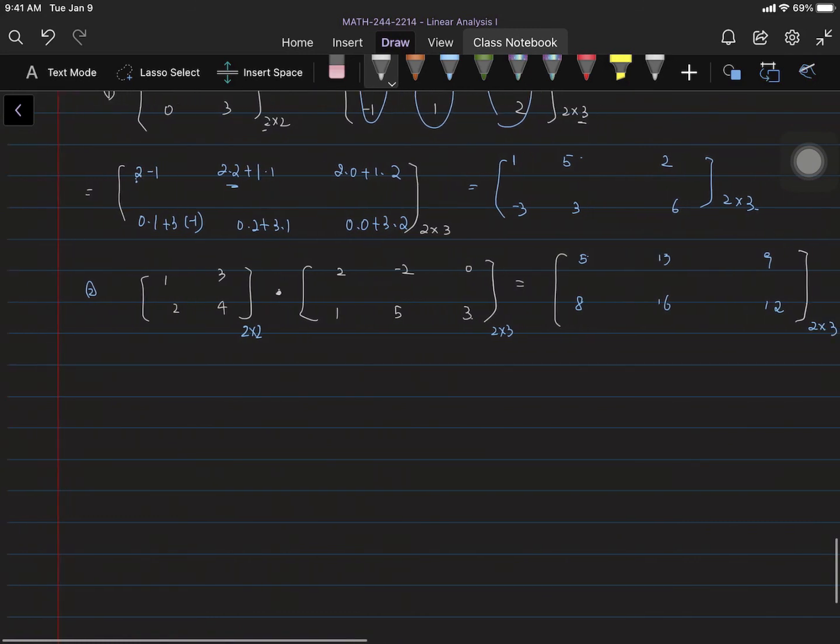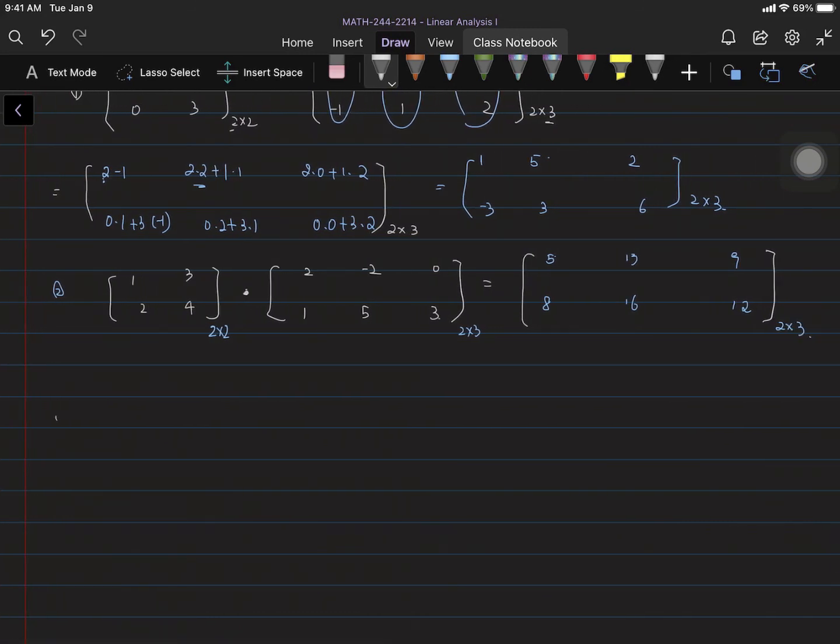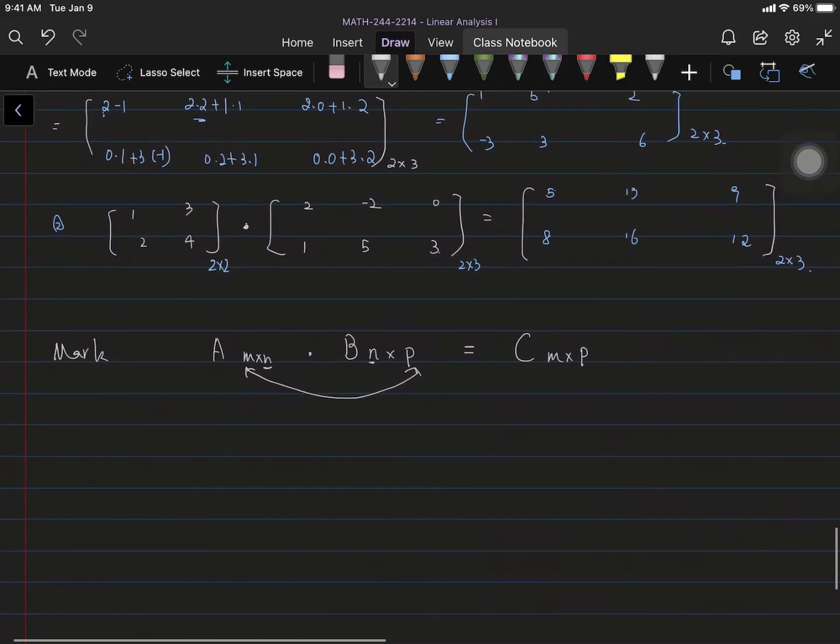And last, just a remark here. For matrix A, which is m by n, times matrix B, we can only multiply by a matrix of matching size, n by p, and the resulting product is going to be m by p. So those two numbers, m by p. Okay, we can stop here for this class.